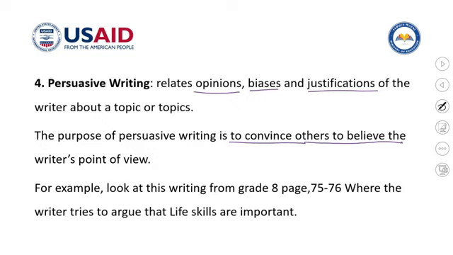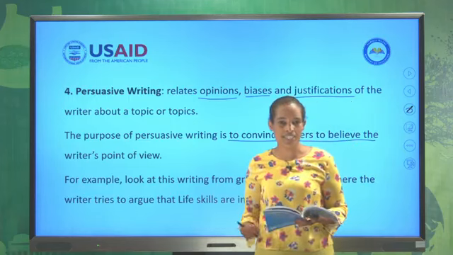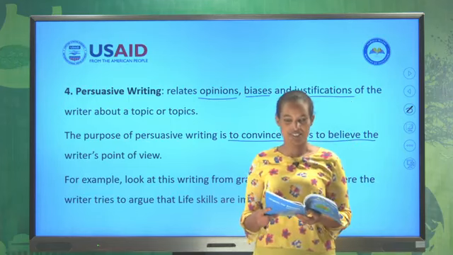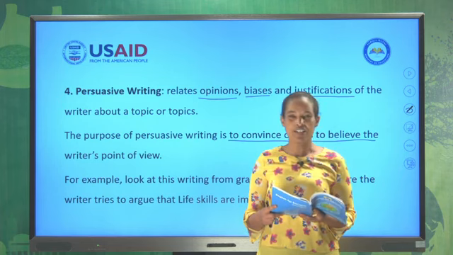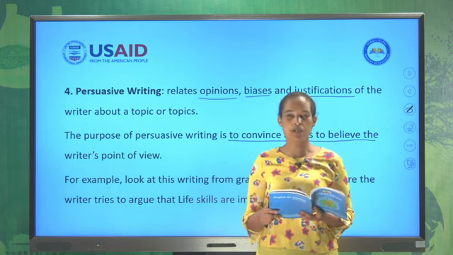All right, we can look together at an example of this type of writing. We can look at the grade 8 student's book, page 75. In this text, see how the writer tried to argue that life skills are important. Let me read the first paragraph.